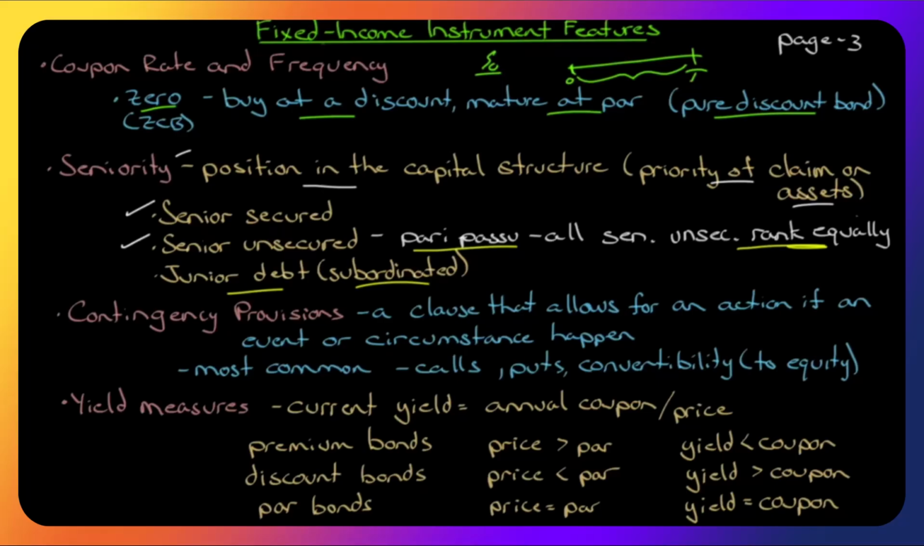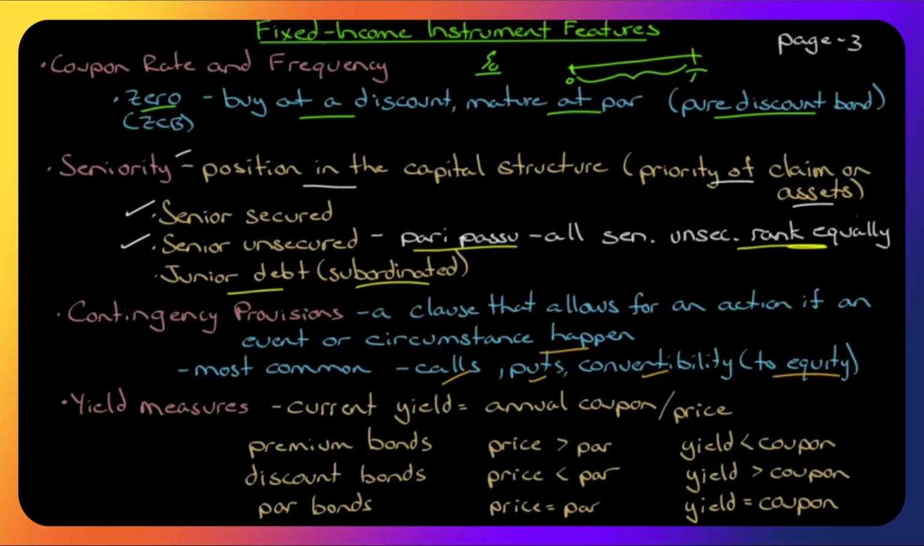Some bonds have contingency provisions. Usually lower quality bonds will have contingency provisions. It's a clause that allows for an action if an event or a circumstance happens, typically related to an interest rate or to the price of equity. Most common types of contingency provisions are calls, puts, and convertibility. So callable bonds, puttable bonds, and convertible bonds. Bonds that are convertible to the company's equity.